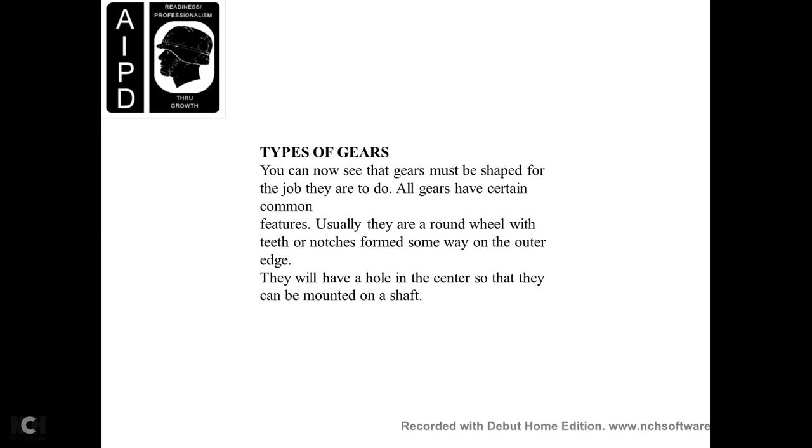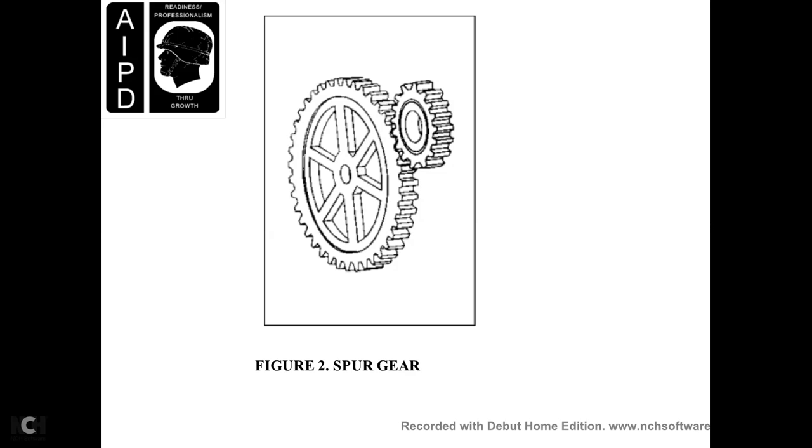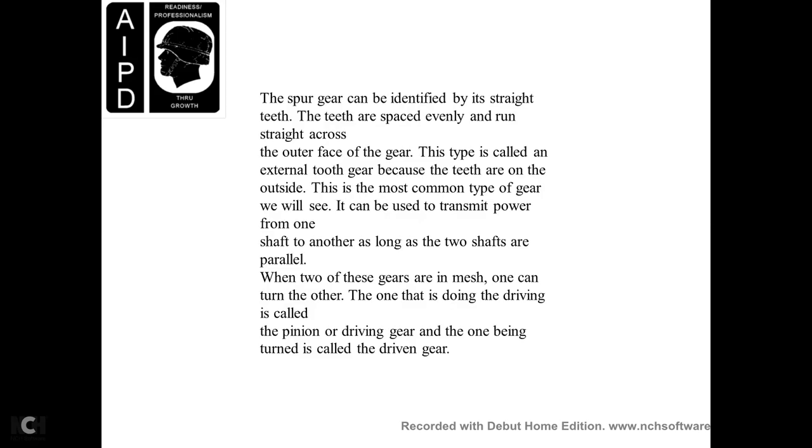Types of gears. You can now see that gears must be shaped for the job they are to do. All gears have certain common features: usually a round wheel with teeth or notches formed in some way along the outer edge. They have a hole in the center so that they can be mounted on a shaft. This is an external gear, figure 1, and then you have your spur gear, figure 2. The spur gear can be identified by its straight teeth. The teeth are spaced evenly across the outer face of the gear.